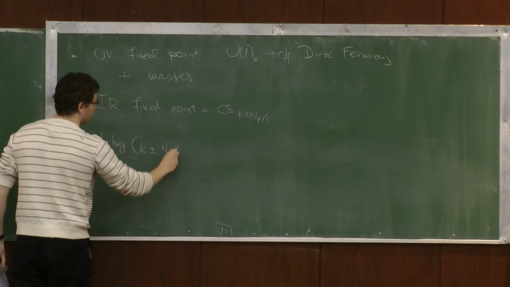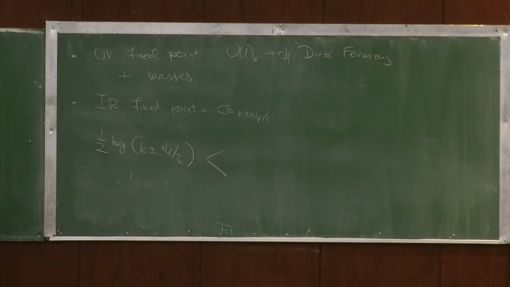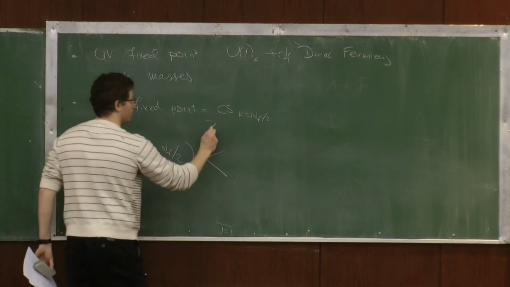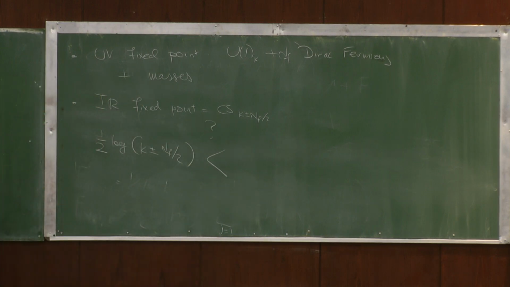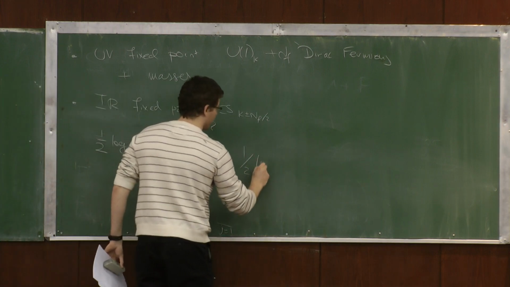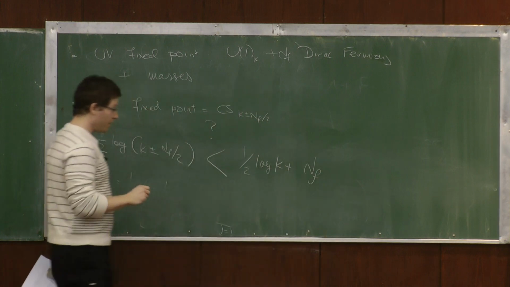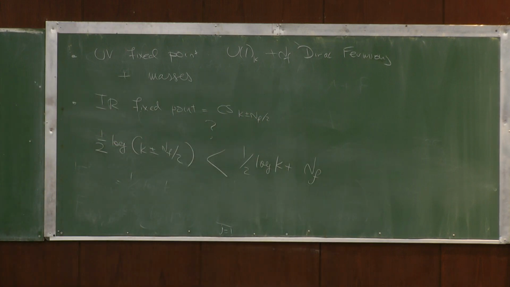N_f over 2 is smaller, and this is the crucial sign here, smaller than the contribution from a Chern-Simons term at level k, which is a half log k, and the contribution of N_f Dirac fermions. This formula on the right-hand side is in fact approximate, because this is an interacting conformal field theory.